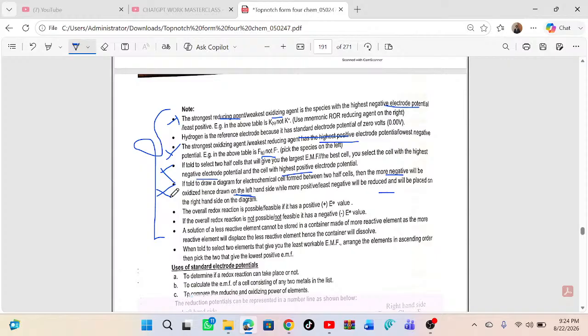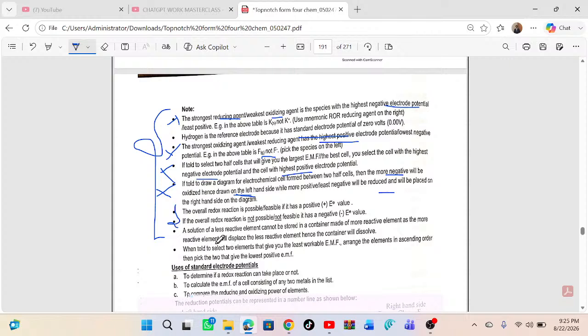Another important point is the overall redox reaction. The overall redox reaction is possible or visible if it has the positive value. Hiyo zitafika hizi mbili zitafikia. Unaweza ambiwa upewe a certain equation then ufanye the electrode potential. Ukipata the electrode potential is positive, the reaction is visible or the reaction is possible. Ukipata negative, the reaction is not possible or the reaction is not visible. I hope that place I'm clear.